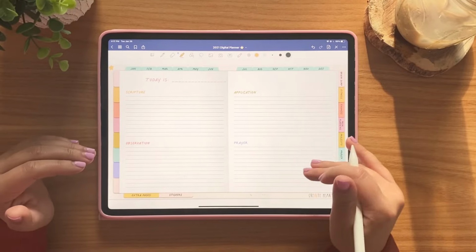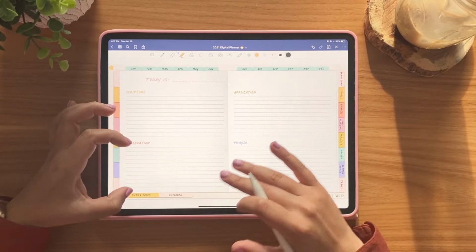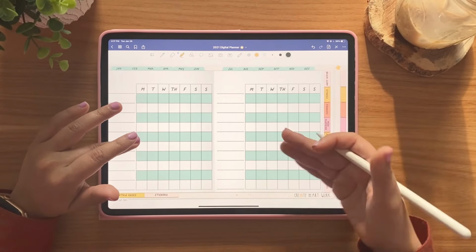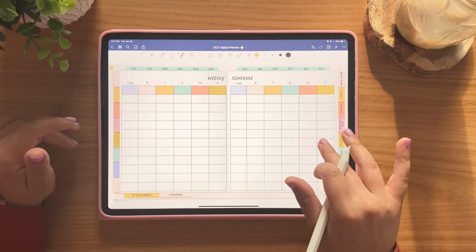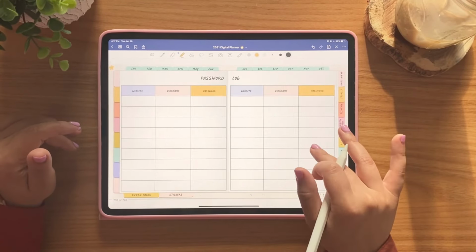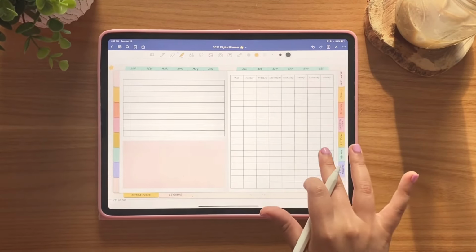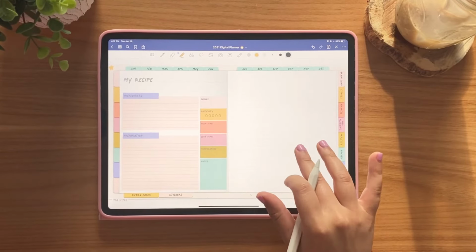This is the SOAP method of scripture. So you choose one Bible verse, what do you observe from it, how can you apply it, and then your prayer. And then these are just random, like for habit trackers, we have to-dos, weekly schedules, same thing. We have our password log, those are super self-explanatory. The same one that came out in the other, the routines.